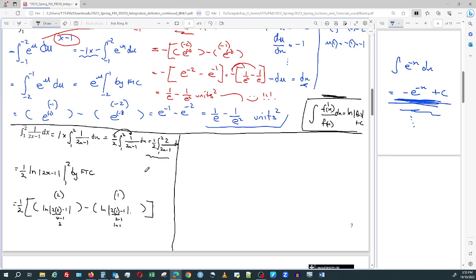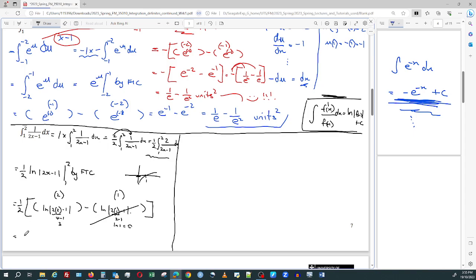Now the ln of 1, what's the ln of 1? The ln function looks like this. The ln of 1 is 0. So this one is actually zeroed out. So the ln of 1 is equal to 0. So I'm going to put a line through that one.